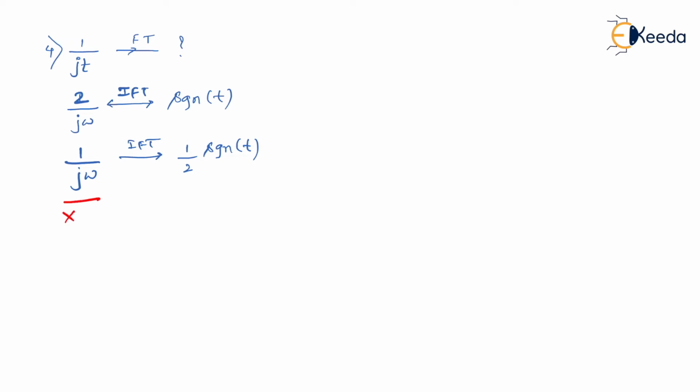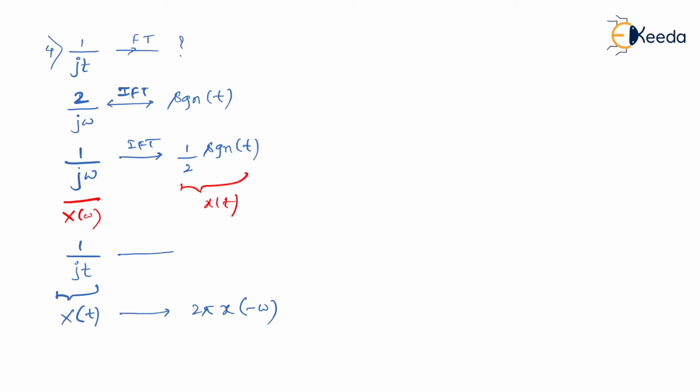Again, this is your x of omega. This whole is your x of t. So what you want is 1 upon jt. So what is 1 upon jt? 1 upon jt is nothing but your x of t. Am I right? That is capital X of t. That is x of omega, where omega is replaced with t. It is simply 2 pi times x of minus omega.